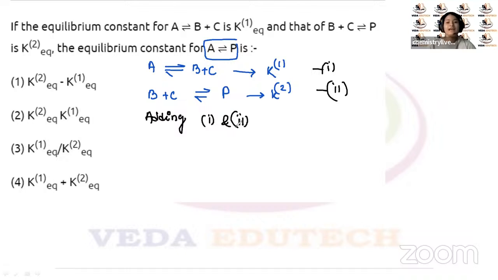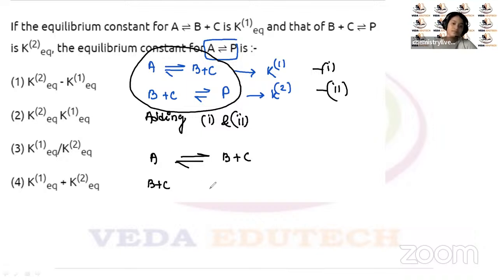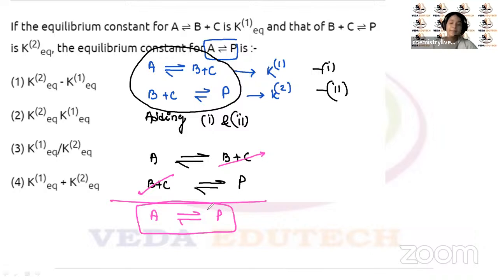Can I say that if we add equation 1 and 2, adding means you have to add this part only. So if I add both parts, yes, now you can see this is on the right hand side and this is on the left hand side, so both of these are going to get cancelled. When these both get cancelled, what is remaining? You're having only this much.